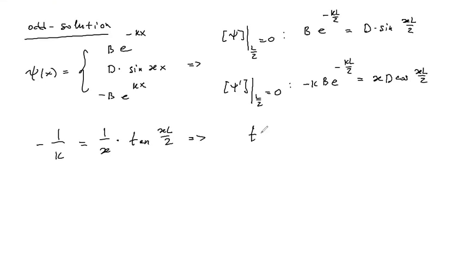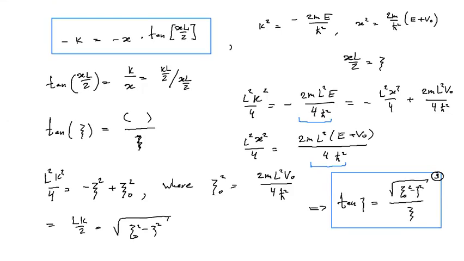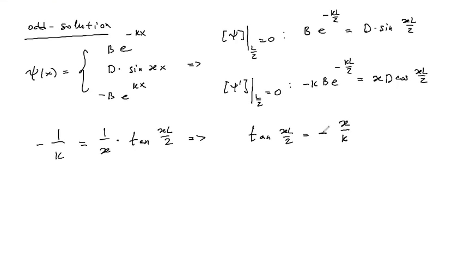So then for anti-symmetric solution, tangent kappa L over 2 must be equal to negative kappa over k. And this is different from the previous one. Previously it was positive k over kappa. Now I have negative kappa over k. It's not a big difference, but it's different, yeah?